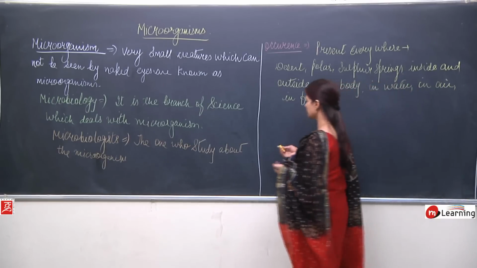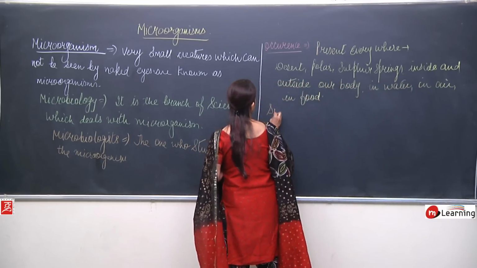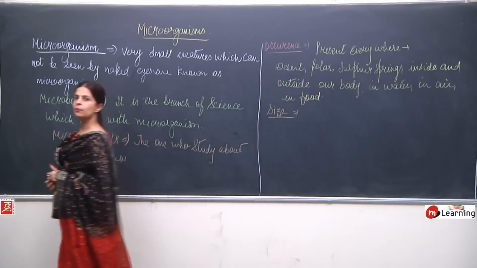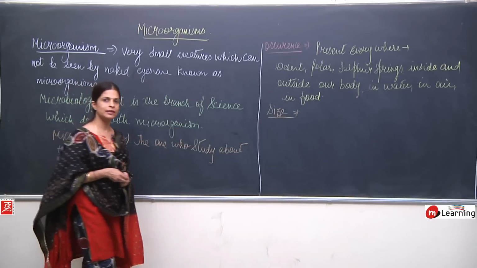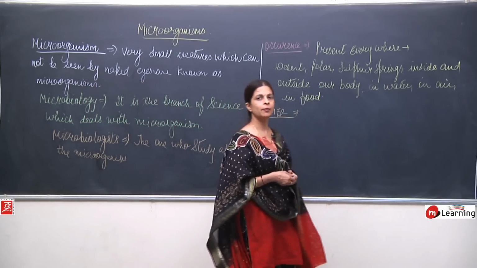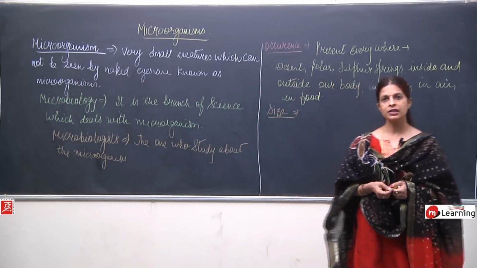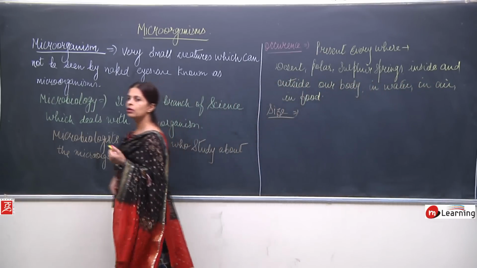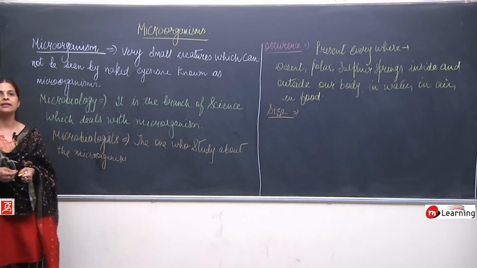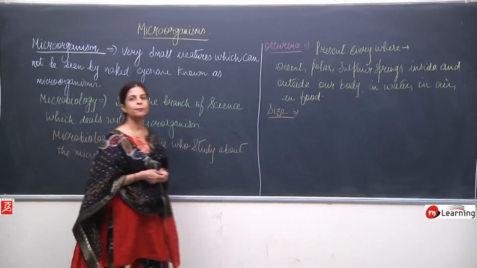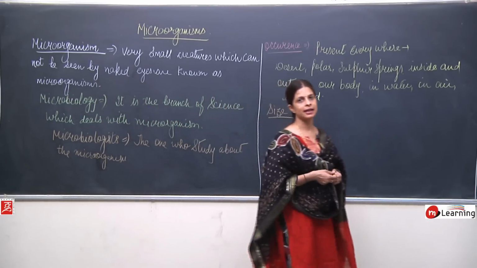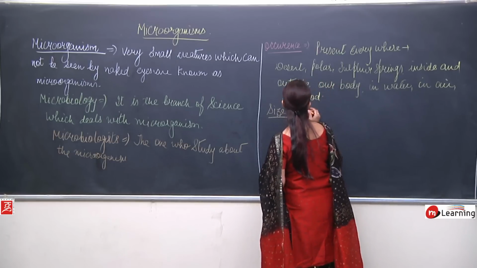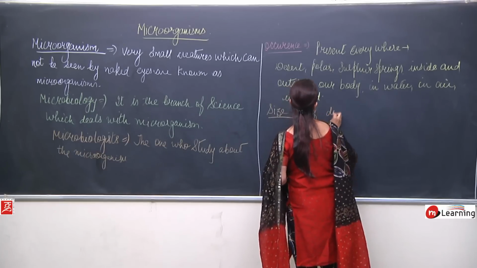Now we will be talking about their size. These are microscopic structures, that means these are very, very small in size. We cannot see them with our naked eyes. When we talk about the bacteria and the other microorganisms, these microorganisms vary in size. So we will just write variations in size, of different sizes.